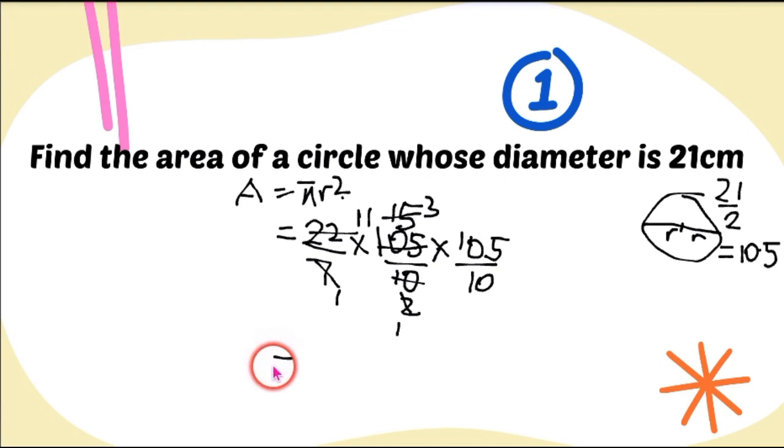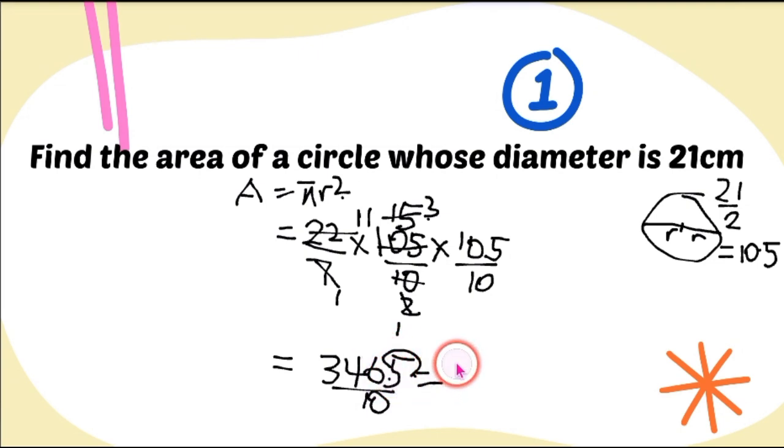Alright, so our numerator there will be 11 times 3 times 105, and that will give us 3,465 over 10. So it's much easier because we have 10 here, so the decimal place moves in right here, and it becomes 346.5 centimeters squared. So that's how you solve for that. Let's go to the next one.